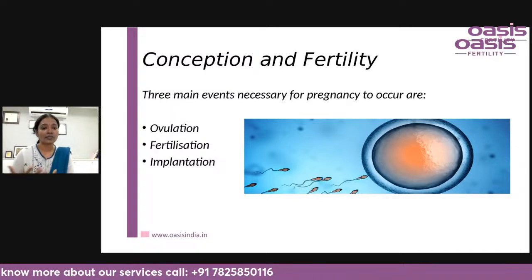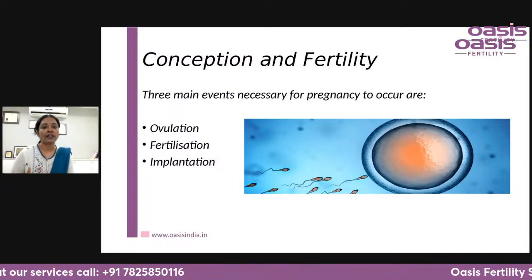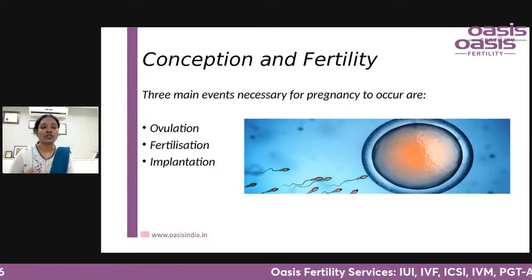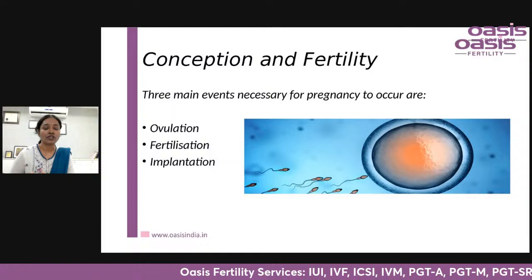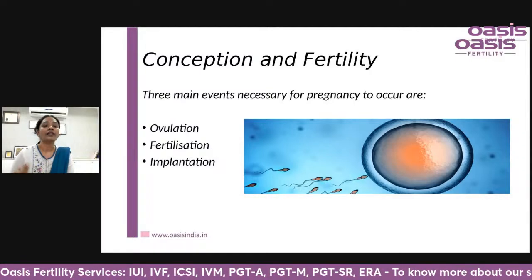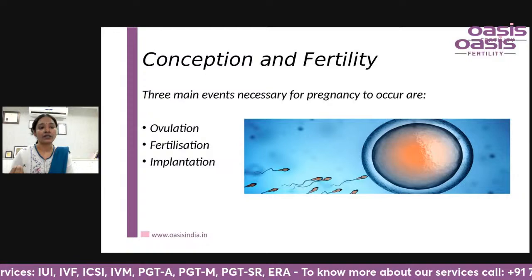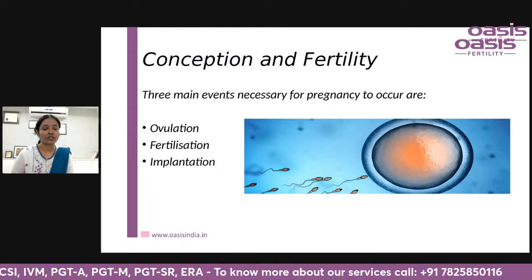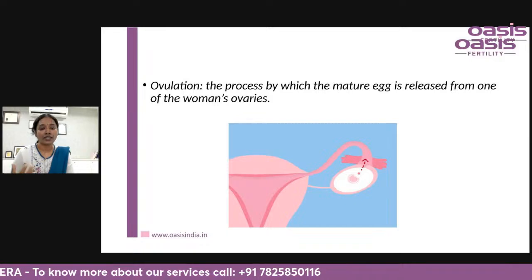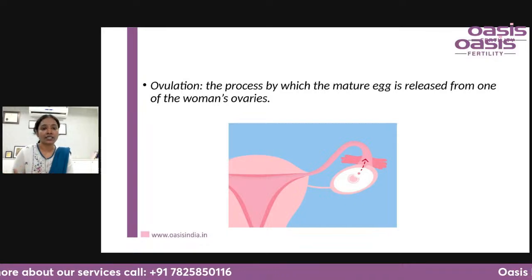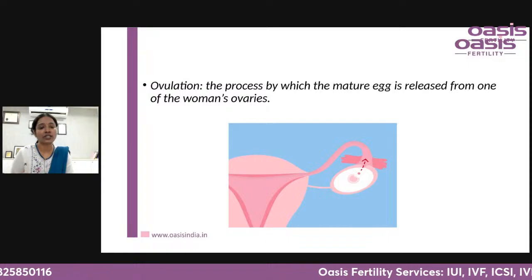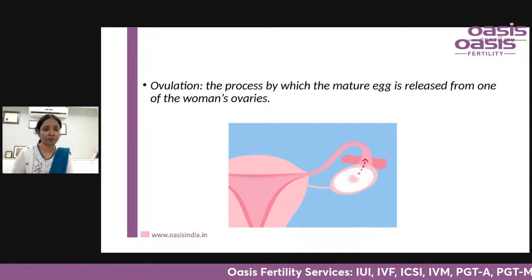So to understand the concepts of this testing, you need to understand the three main events necessary for a pregnancy. Ovulation should happen naturally in the woman, and then there should be natural fertilization of the egg and the sperm, and then the resulting embryo should implant in the uterus successfully for a conception to occur. So that's how the tests are tailored. The fertility tests are tailored in order to identify the defects in ovulation, the defects in fertilization, as well as the defects in implantation.